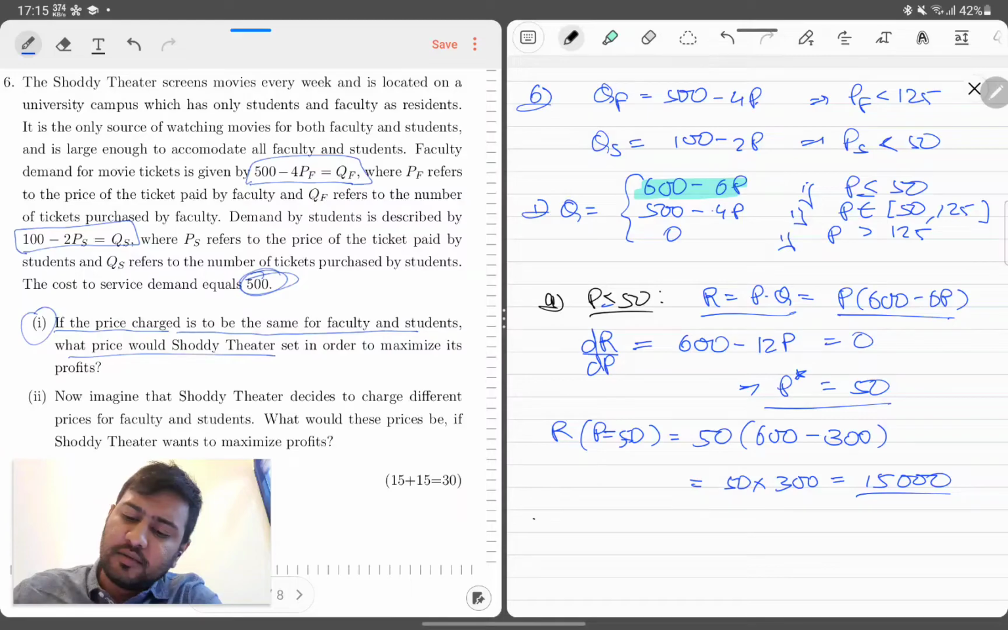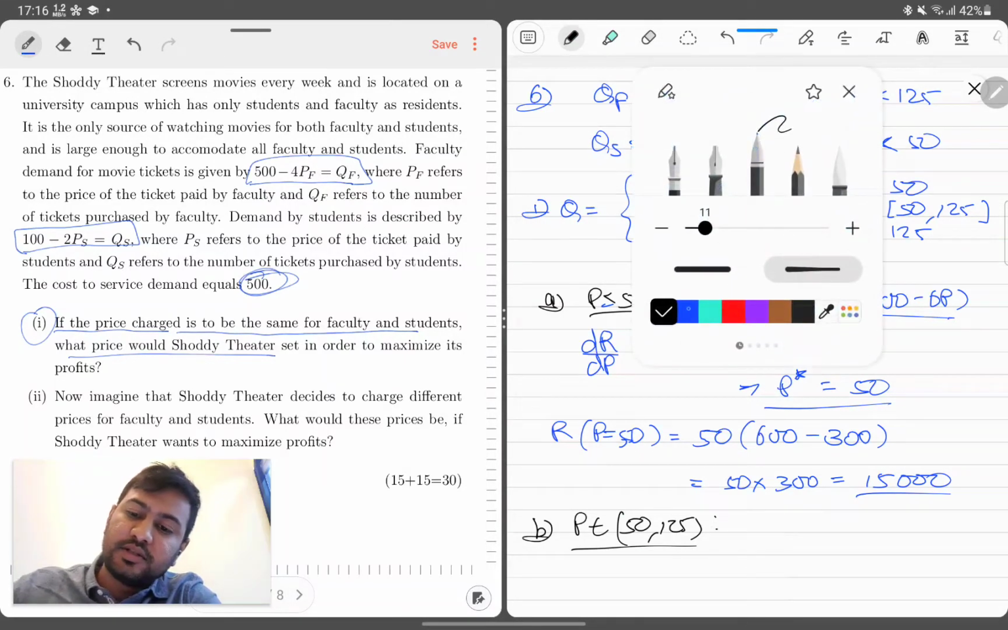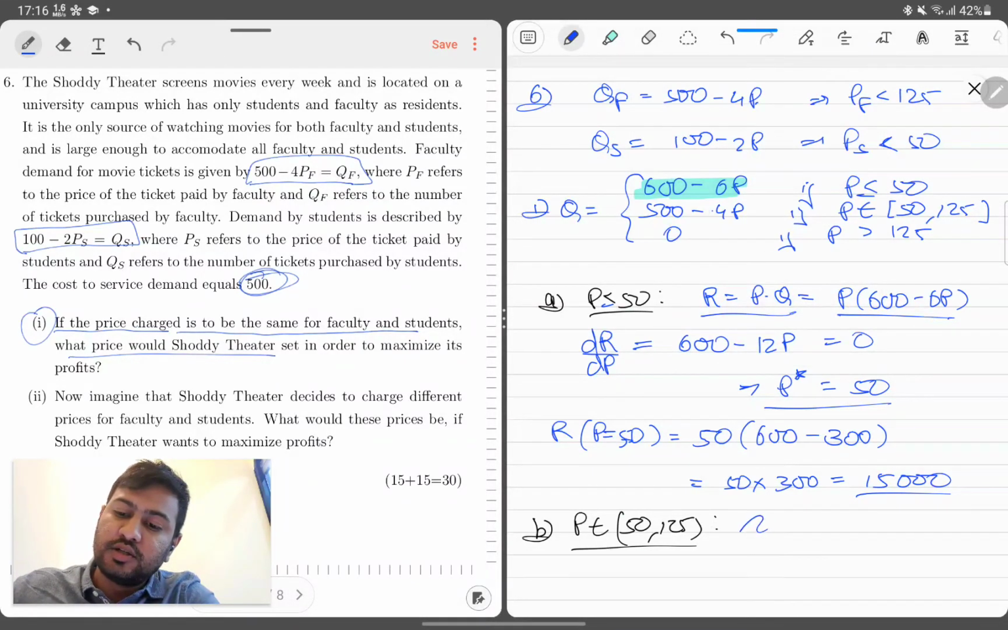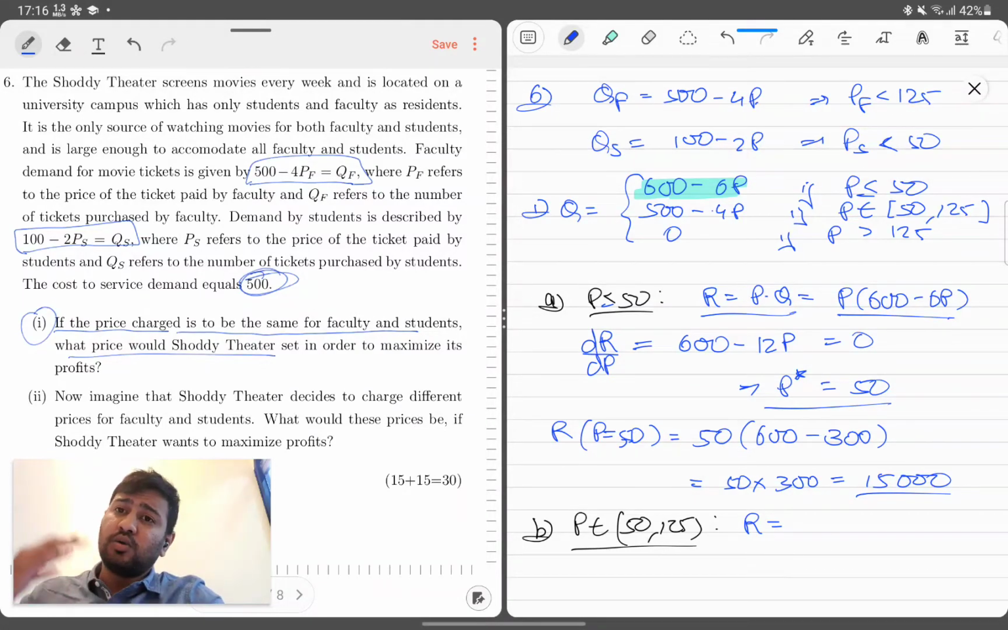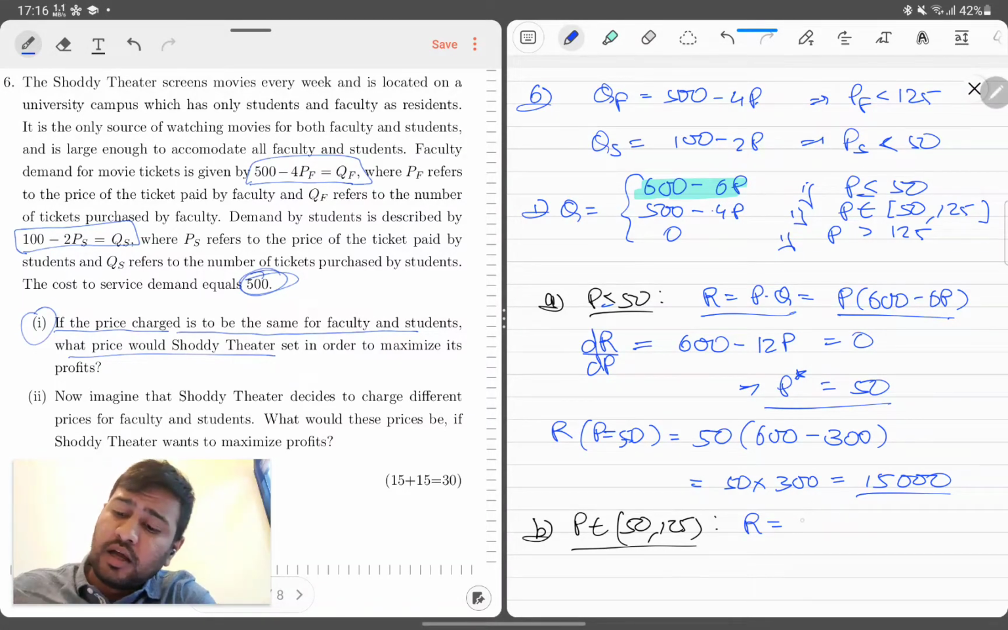Let's look at case B now, when price belongs to 50 to 125. So what happens when price is in this range? In this range, you are catering only to the faculties. You have kept price sufficiently high. You are only catering to the high paying customers. So your revenue will be equal to, in this case we are focusing here. Forget about this case, we are focusing here.